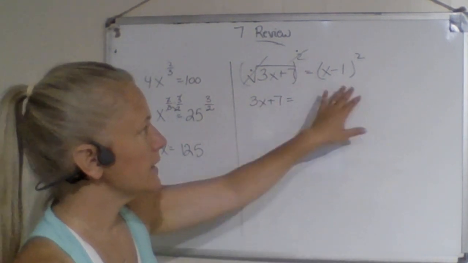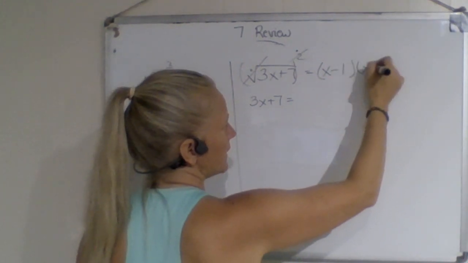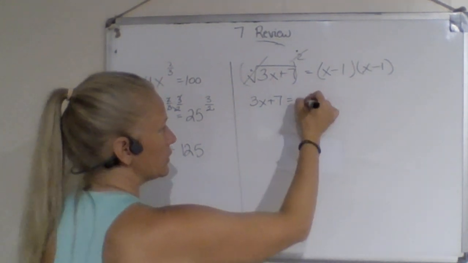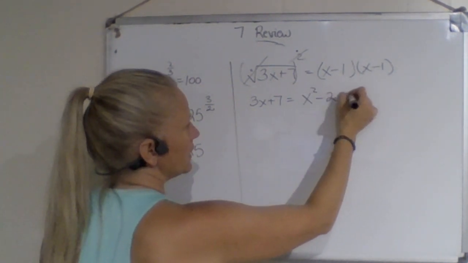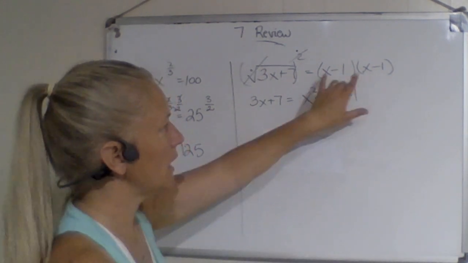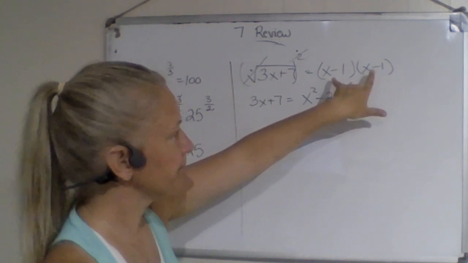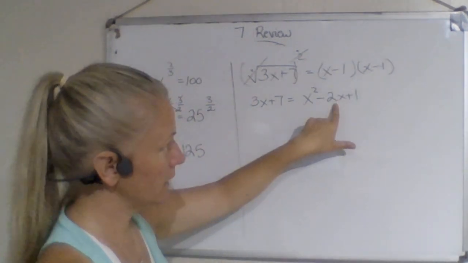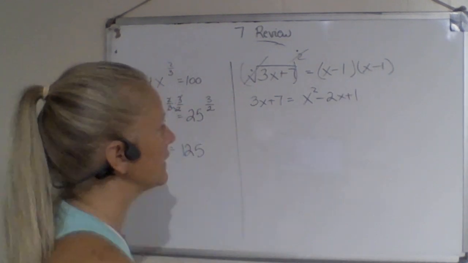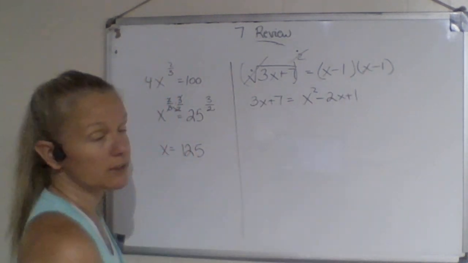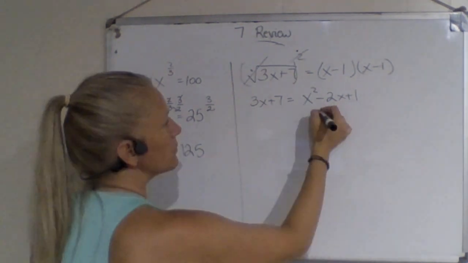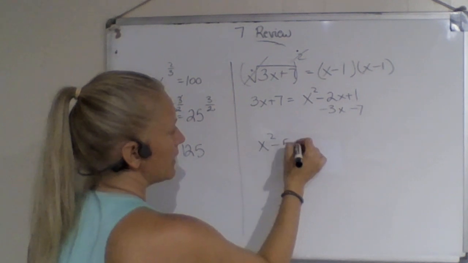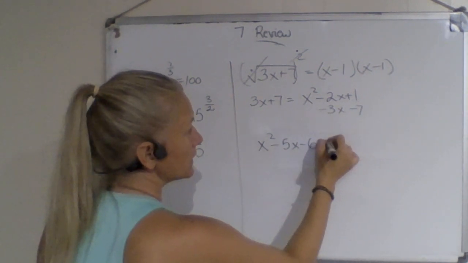On my left, this becomes x minus 1 times another x minus 1, if you want to do FOIL. If you remember the formula, you just follow the formula, which tells you it's x squared minus 2x plus 1. If you don't, you just go firsts, x squared, outers negative 1x, inners negative 1x, which brings it to negative 2x, and last, positive 1. Now I need to move everything on the other side to equal 0. So I'm going to go minus 3x minus 7. I end up with x squared minus 5x minus 6 equals 0.